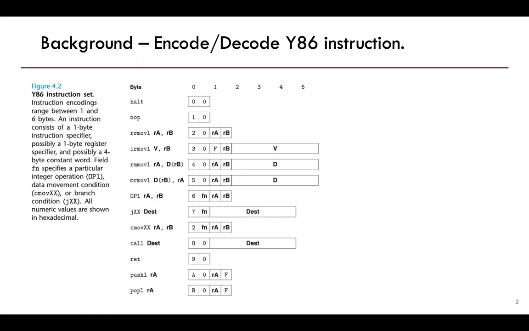So what is encode and decode? Basically, encoding is translating the assembly code to the machine code, and decoding is the other way around, translating machine code to the assembly code.